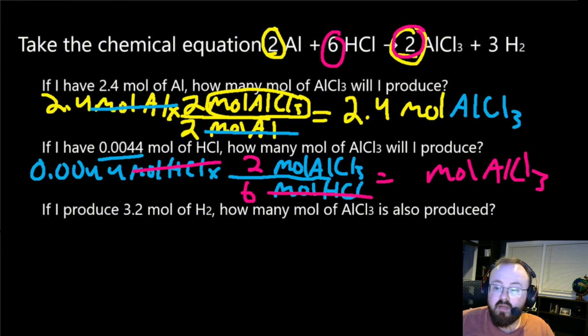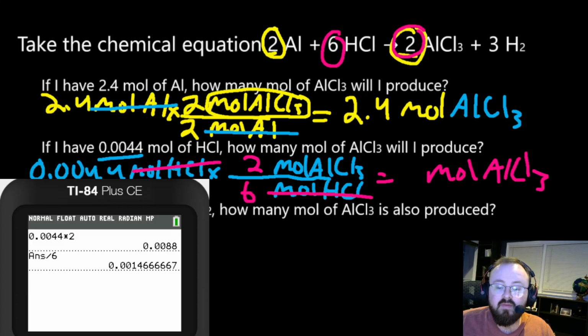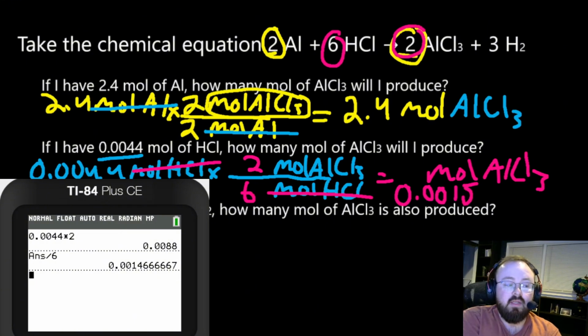So let's pull up our calculator here. That gives me my final answer. Let's work out sig figs. We started out with 2 significant figures, so my answer here should be 0.0015 moles of AlCl3. Okay?